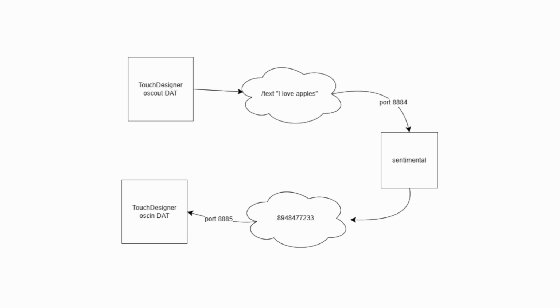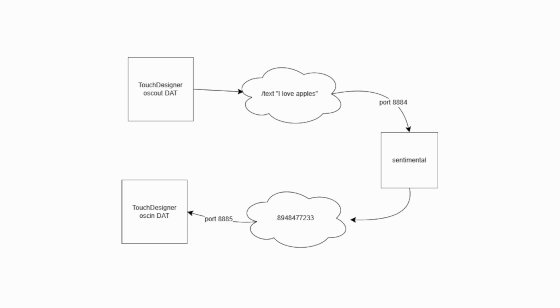In this case, Touch Designer is on the other end. All of this is happening on the same computer, but it could be multiple computers, one computer running Touch Designer and one running Sentimental. Doesn't matter. The defaults are that they'll all be on the same computer. And anytime you see an address that says 127.0.0.1, that means localhost. That's the same computer you're sitting at. Doesn't matter if you're on the internet or not. And the default ports are 8884 and 8885.